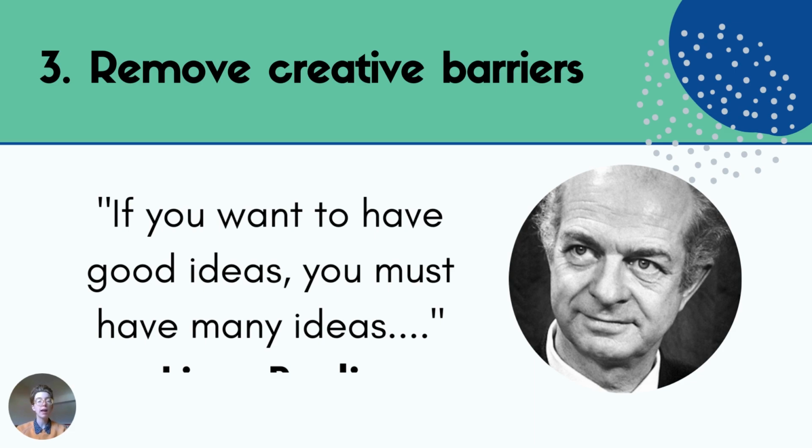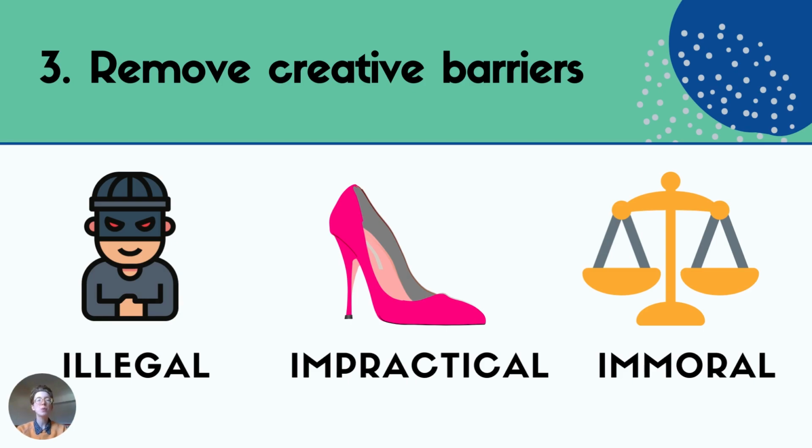In the words of Linus Pauling, a former Nobel Prize winner, if you want to have good ideas, you must have many ideas. So here is one method that you can use to stop you in your tracks before saying no to an idea. It's called the 3 I's, or illegal, impractical, and immoral. This method is about intentionally coming up with ideas that we would otherwise be quick to write off.